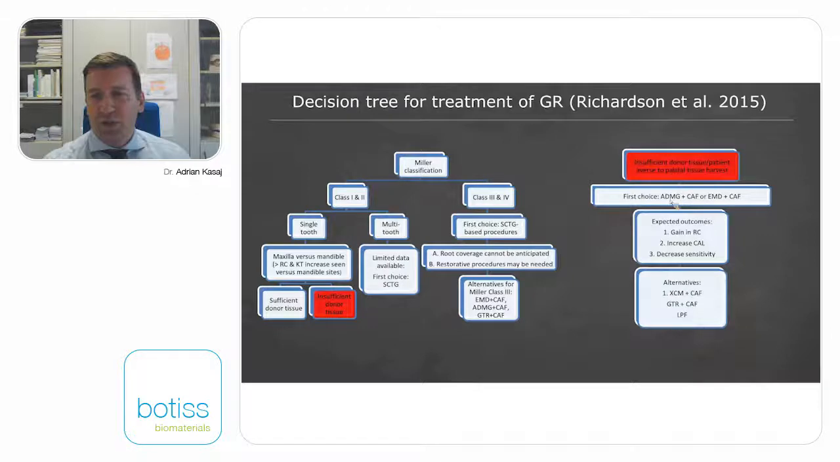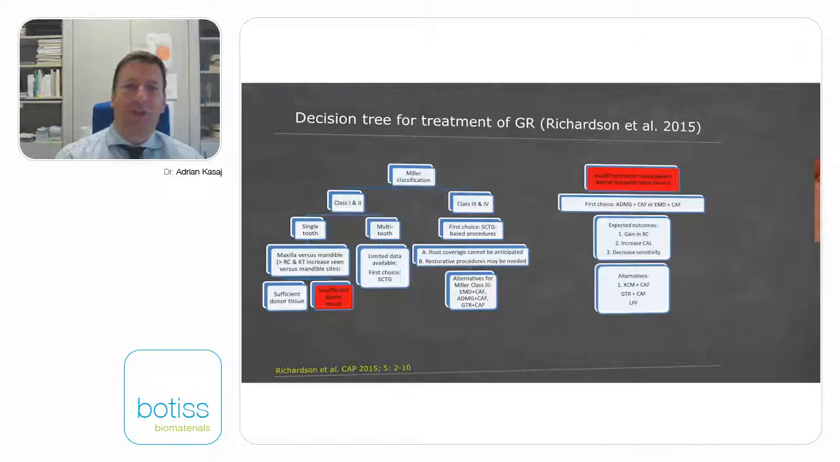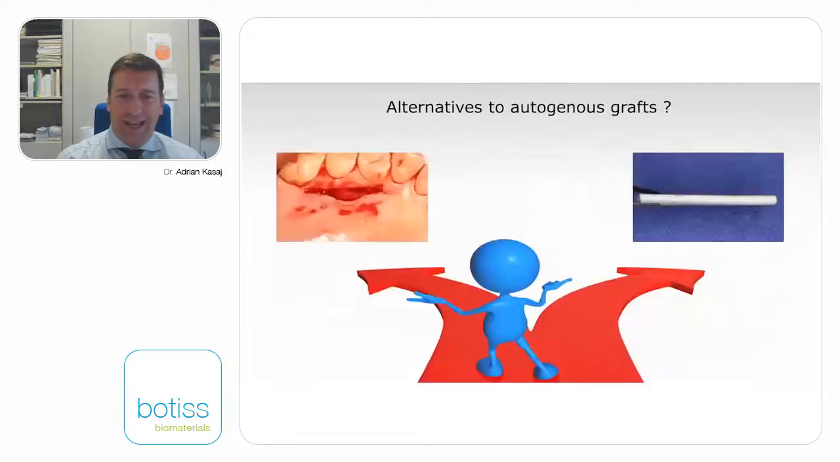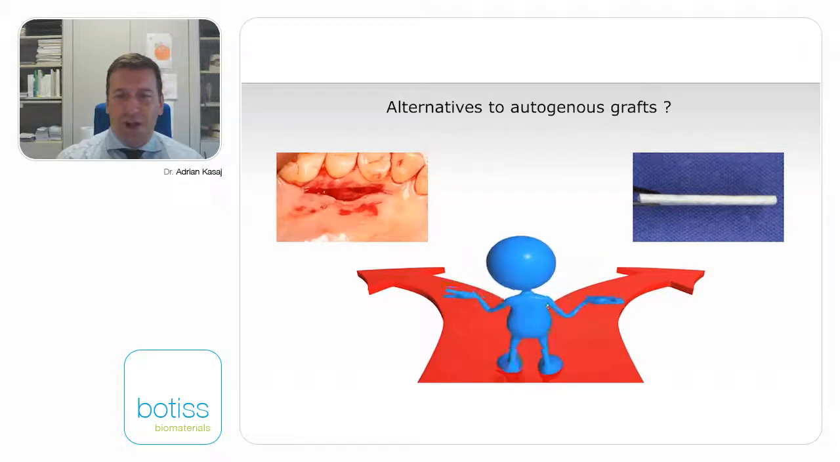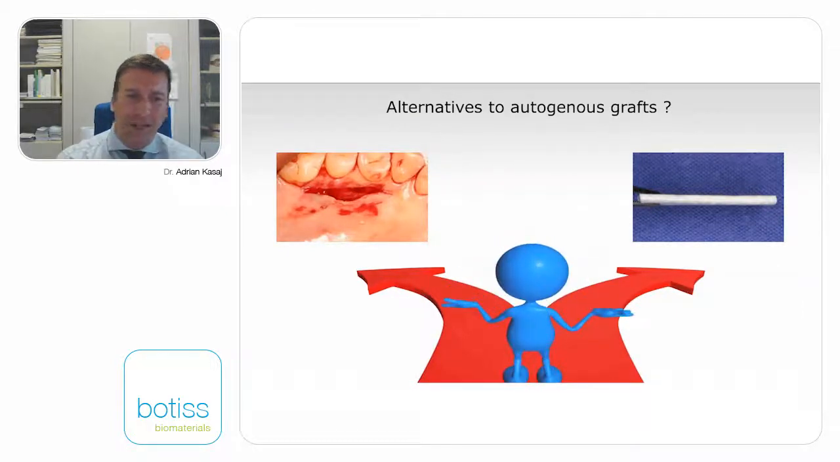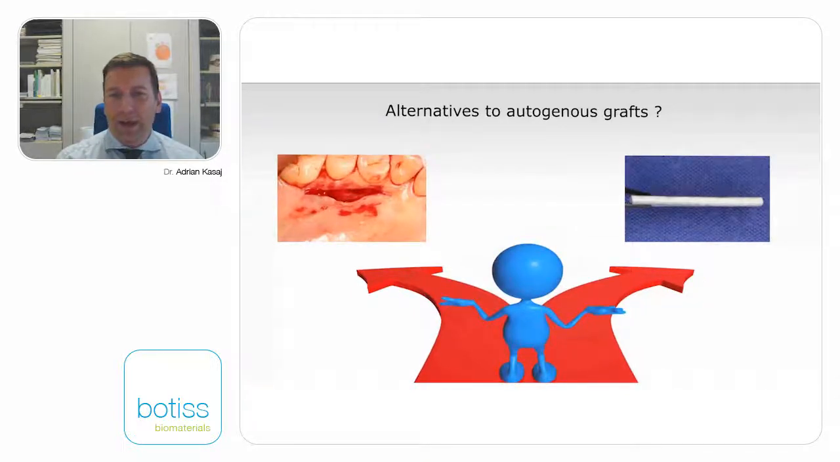according to this decision tree, first choice are cellular dermal matrix graft plus coronally advanced flap, or animal matrix derivative plus coronally advanced flap, or also a xenogenic collagen matrix. So we have now some alternatives to the autogenous grafts. And now the question is, in which direction are we going? Do we still need autogenous grafts for a recession coverage? So let's take a look at what we have.